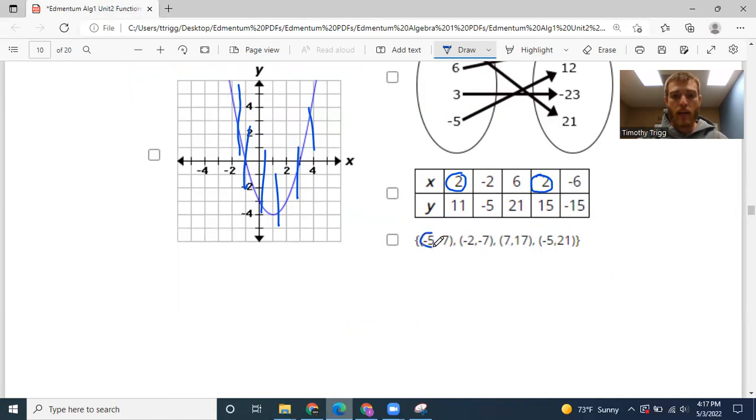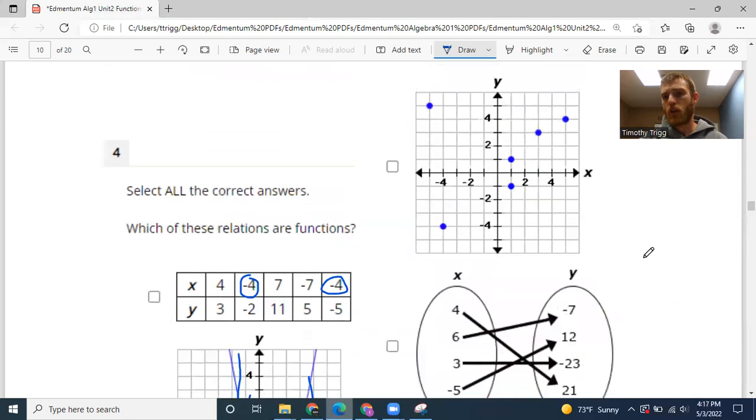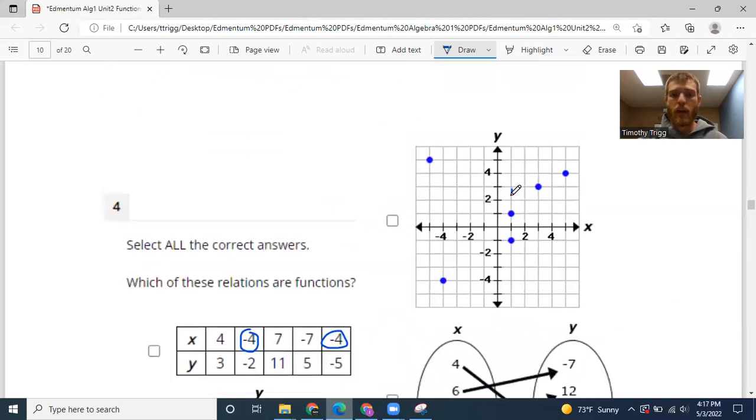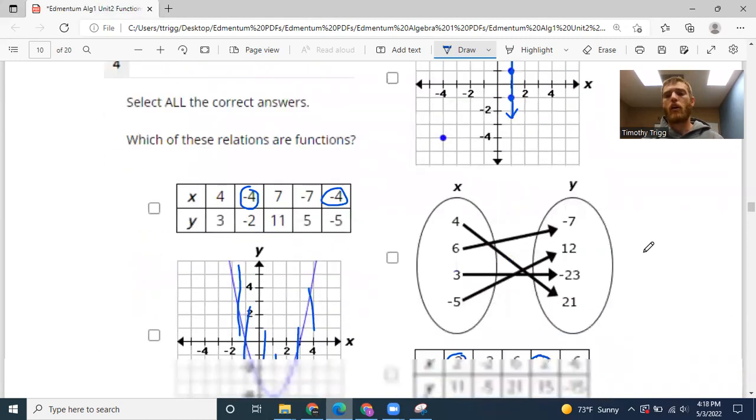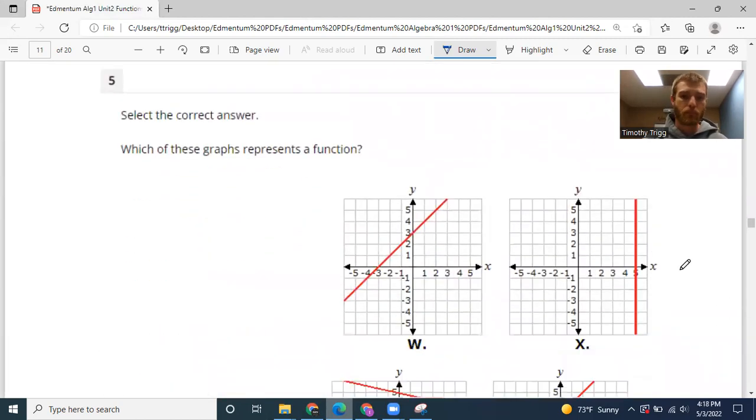Here, once again, we have an input repeating, -5 here, -5 here. So is that a function or not? And here, this one fails the vertical line test because this vertical line touches multiple points. It fails the vertical line test. So is that a function or not? So click all the ones that are functions.